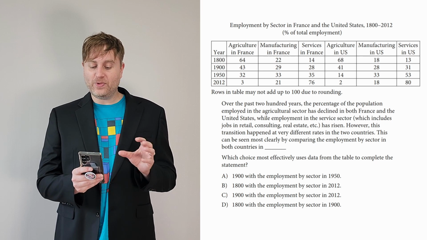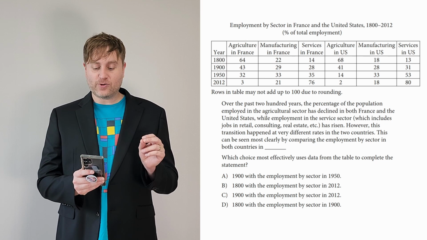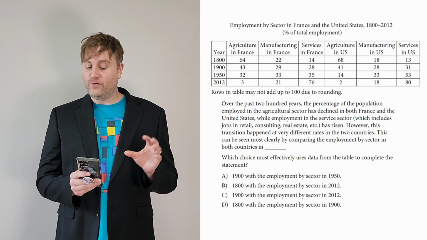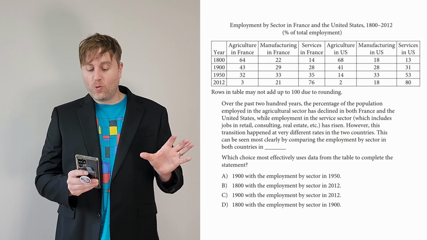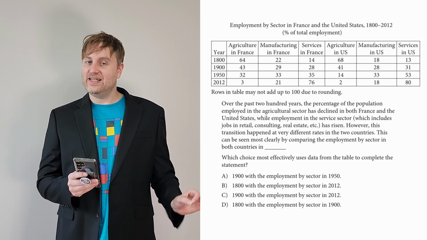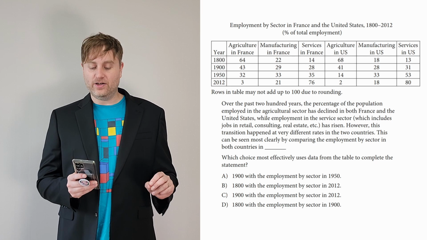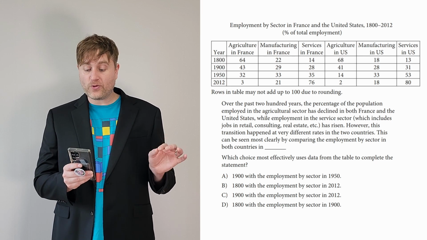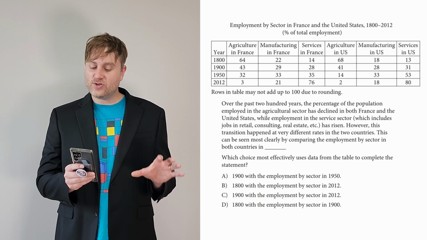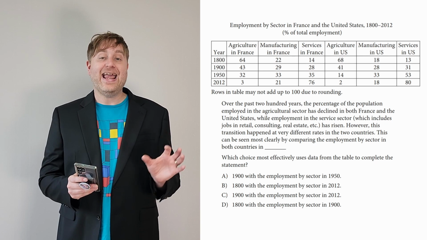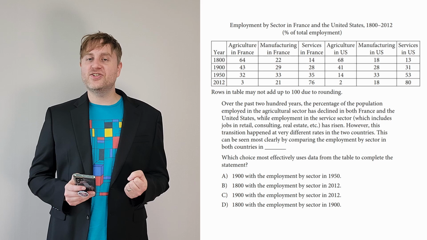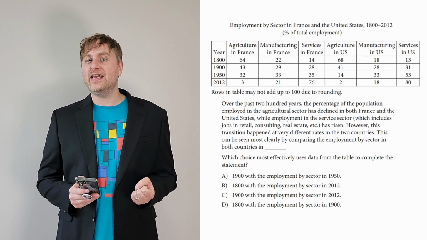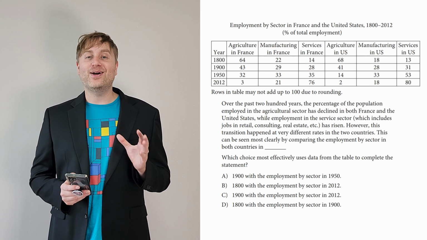And looking at the table, we see that between those dates, agriculture in France fell from 43 to 3%, while services rose from 28 to 76%. Meanwhile, in the United States, between those same years, agriculture fell from 41 to 2%, while services rose from 31 to 80%. Again, those changes are fairly comparable, which means we can safely eliminate C and move on to D.